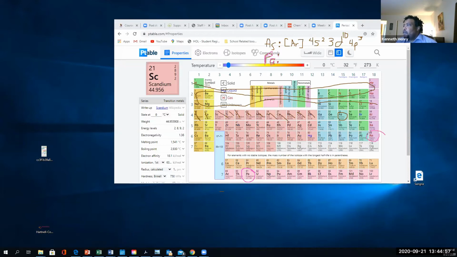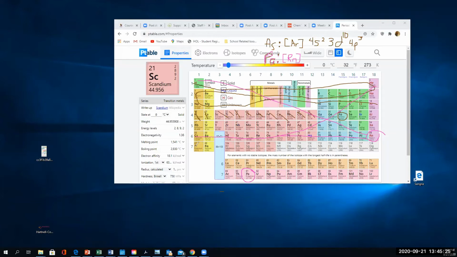Okay, so we know that we got all of these covered from the very beginning to here, so we're going to just mark them out. I'm being lazy and drawing a little crazy X there. Then we'll just put bracket, radon. Okay, so what's following after the radon? That brings us down here. 7s2.